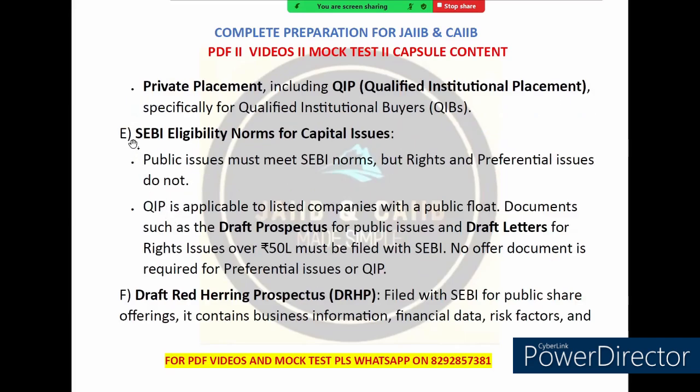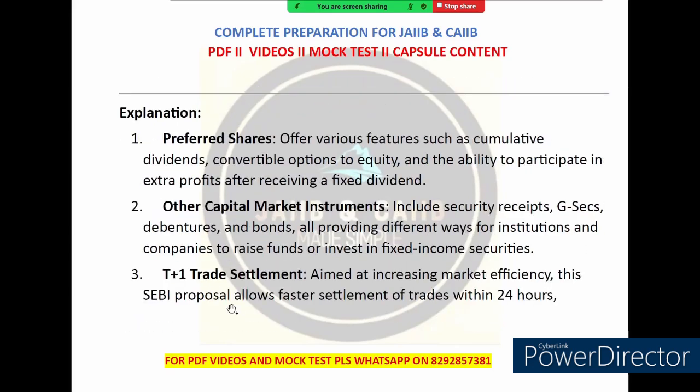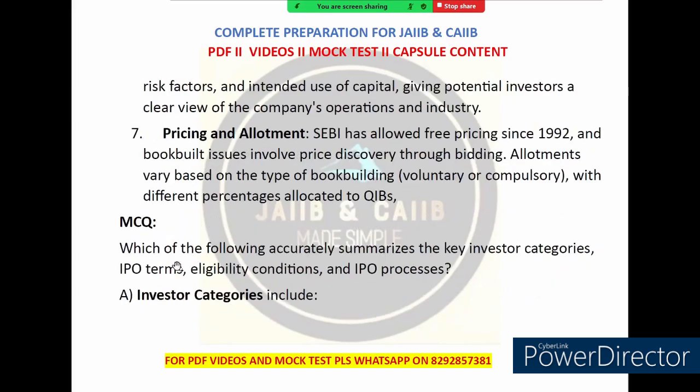Yes, from here option number E we will see, that is DRHP. This is a crucial document that help investor understand the company business, financial situation, risk, and plan for the capital raise in IPO. Now let's talk about the last question of this session.